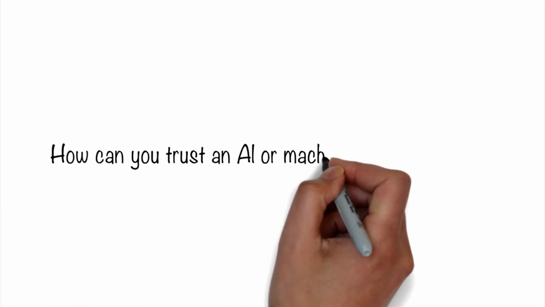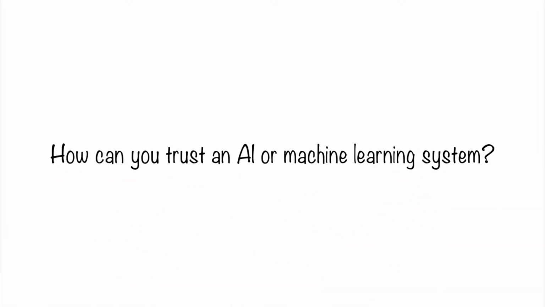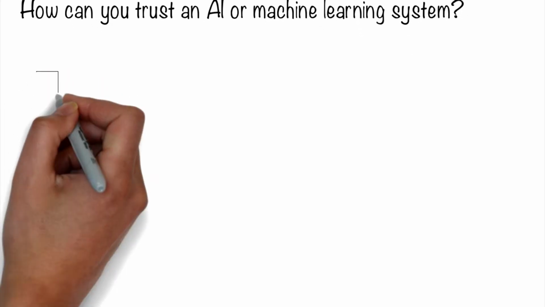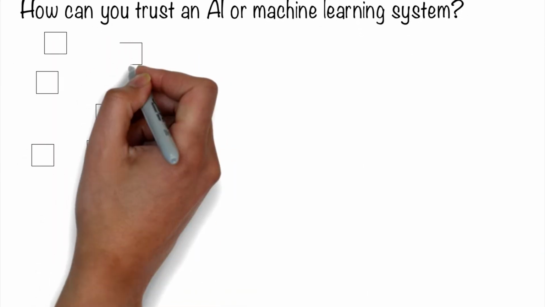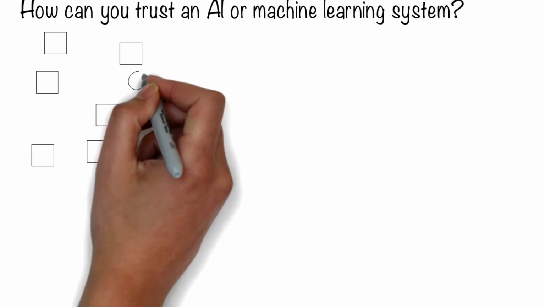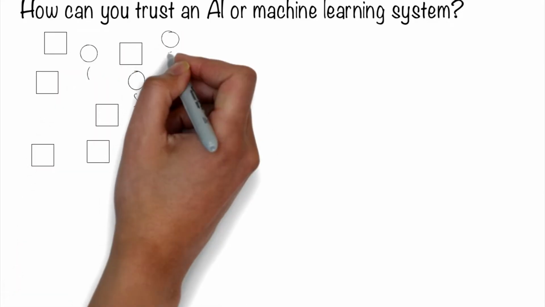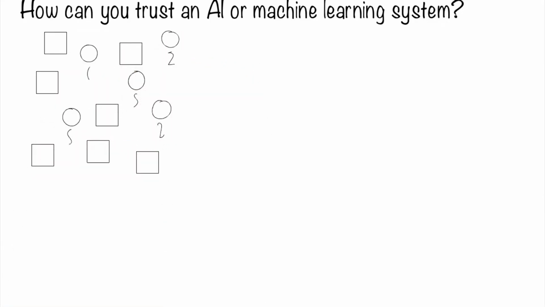How can you trust an AI or machine learning system? As more AI systems become prevalent and make decisions for humans, how do we know they are trustworthy? In this video, I'll talk about factors that contribute to the trustworthiness of a system using a simple example.